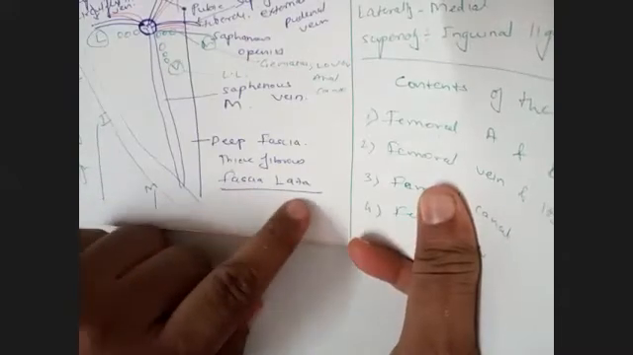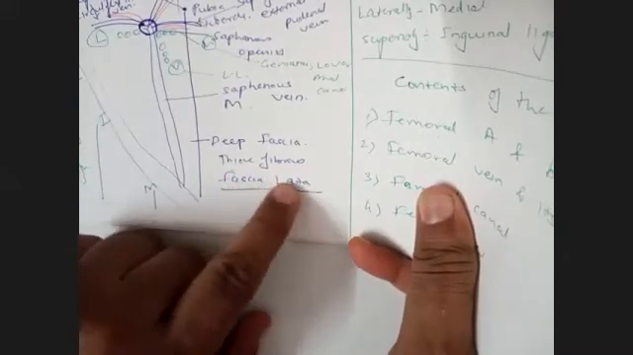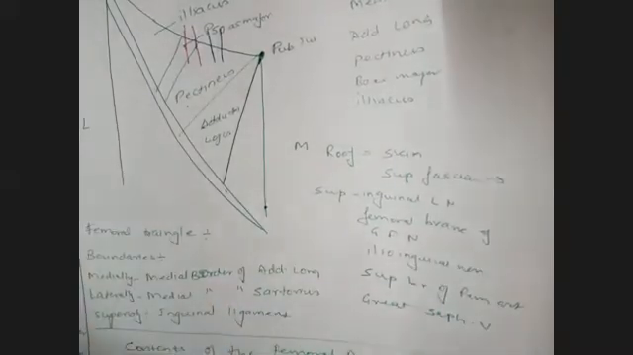Now, below the superficial fascia is the deep fascia, which is also called fascia lata. The deep fascia of the lower limb is called fascia lata, and below that are our muscles.